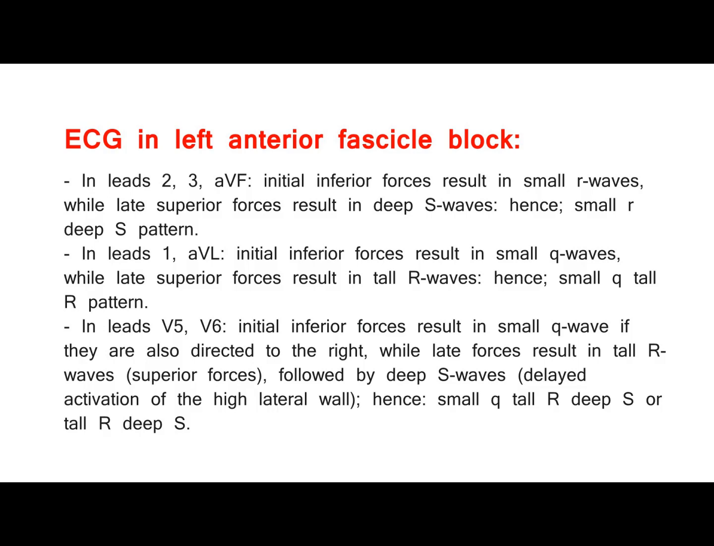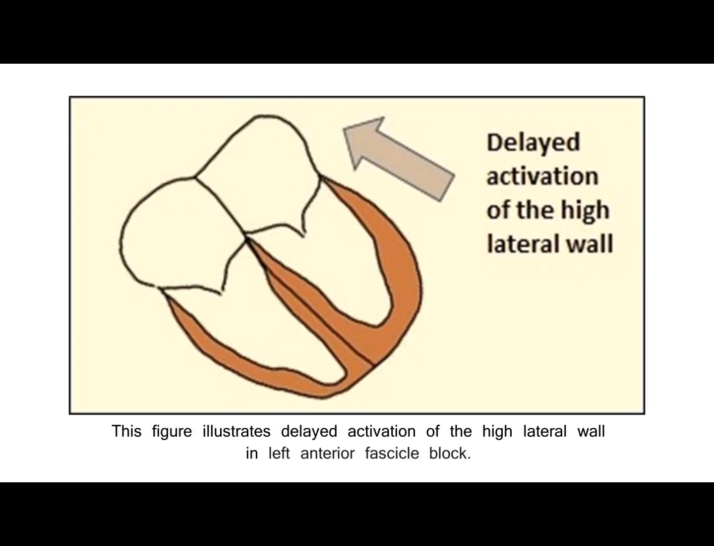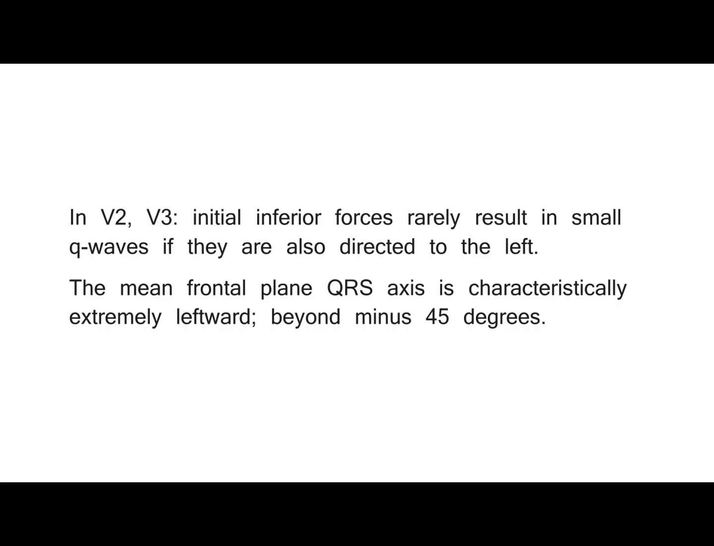In leads V5, V6, initial inferior forces result in small Q wave if they are also directed to the right, while late forces result in tall R waves, superior forces, followed by deep S waves, delayed activation of the high lateral wall, hence, small q tall r deep S or tall r deep S. This figure illustrates delayed activation of the high lateral wall in left anterior fascicle block. In V2, V3, initial inferior forces rarely result in small q waves if they are also directed to the left. The mean frontal plane QRS axis is characteristically extremely leftward, beyond -45 degrees.